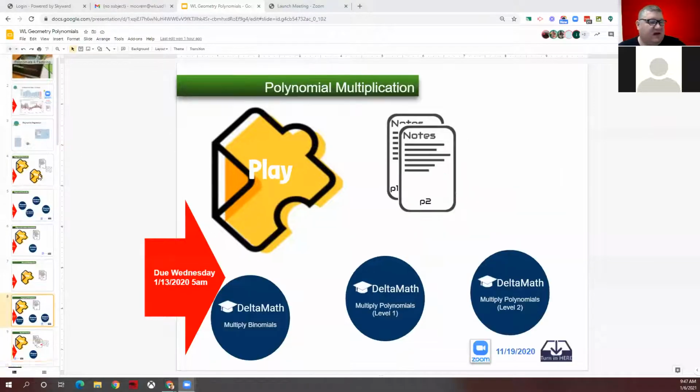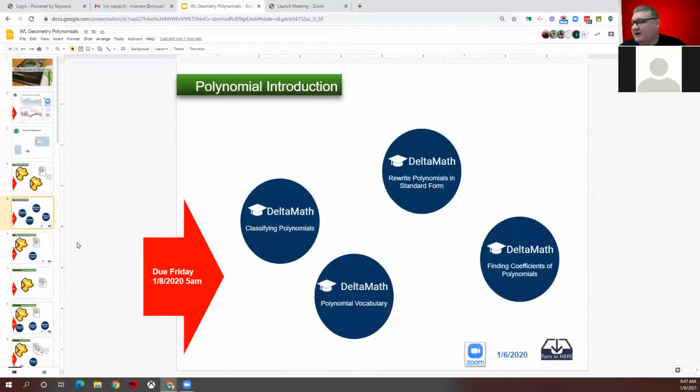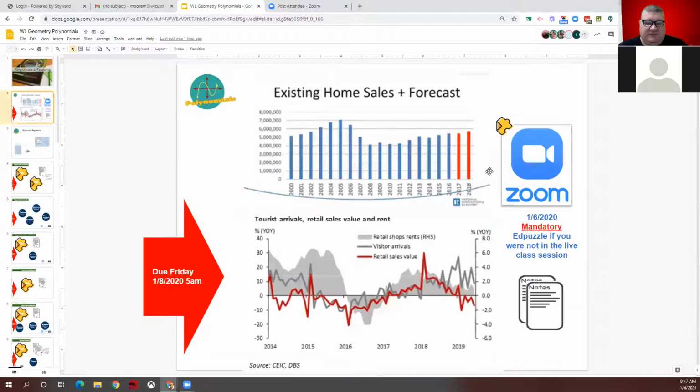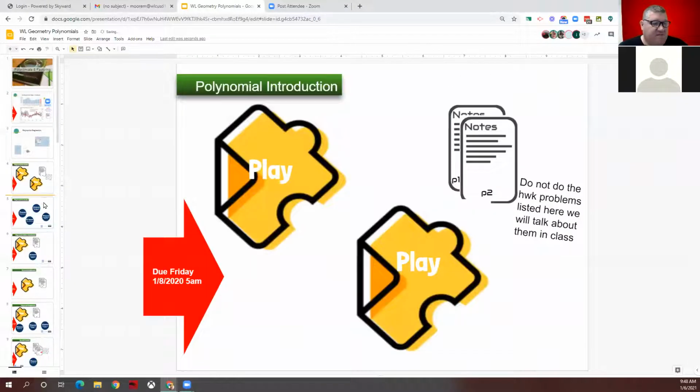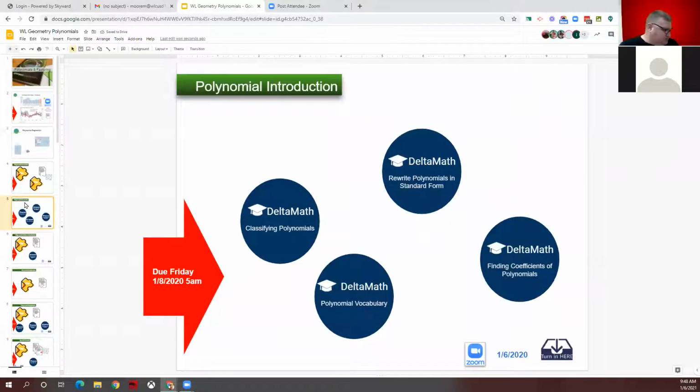Can everybody see the slide deck on your screen? Yes, excellent. So if you weren't here yesterday, you owe me a mandatory Zoom. It is also an Edpuzzle, so make sure you answer all those questions and make sure they're done because I'm going to be putting grades in Friday or Monday. That will cover slides 2, 3, 4, and 5. So that will get you taken care of for those. That was yesterday's meeting.